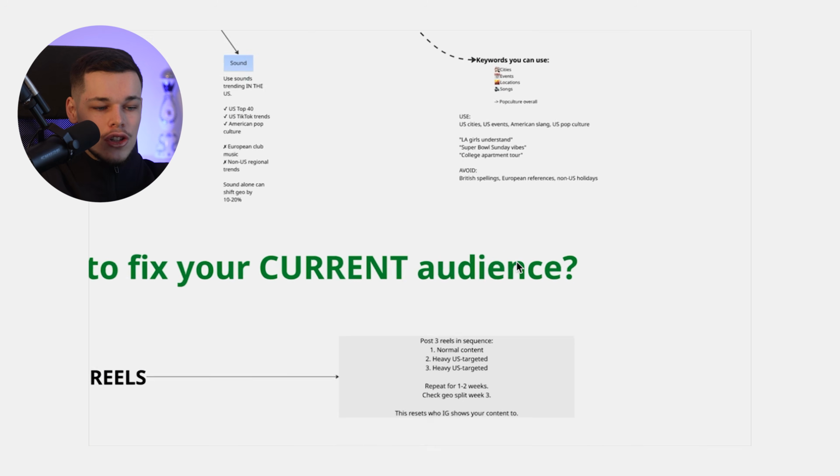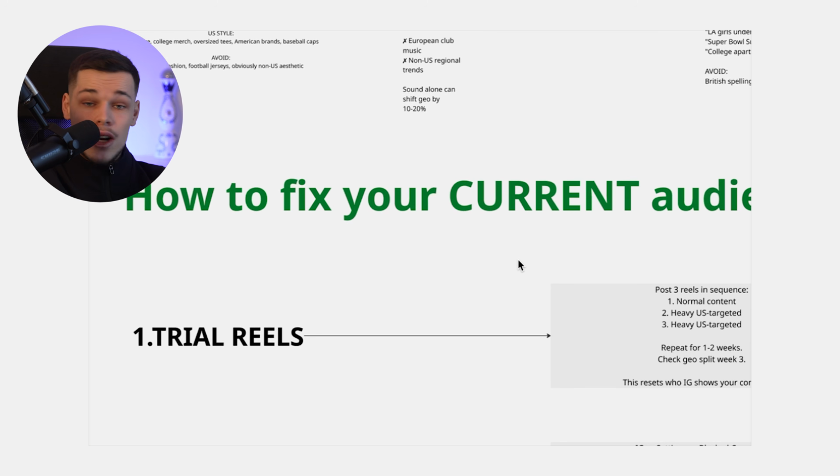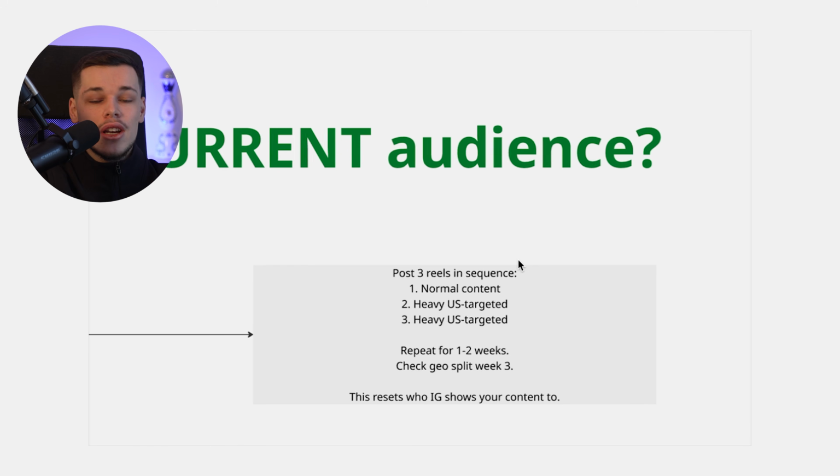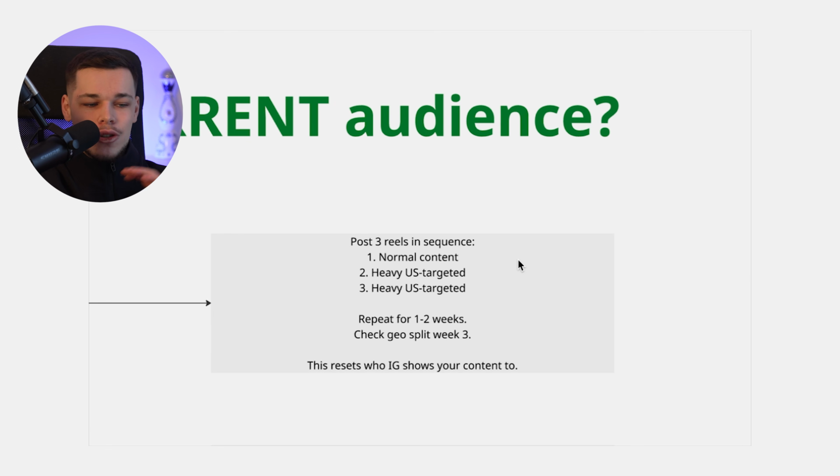Now, obviously, get ready, boys. We're going to America. First of all, our trial reels. Not every account has that at this point in time. They're just rolling out that feature. But what you want to do is use this trial reel feature because it only shows your videos to a new audience. You can actively engage new people. It's not going to show on your profile. So post 3 reels in sequence, right? Post 1, just normal content, right?